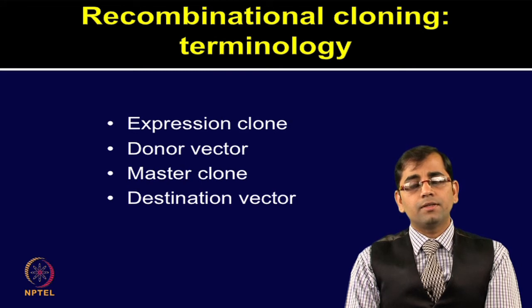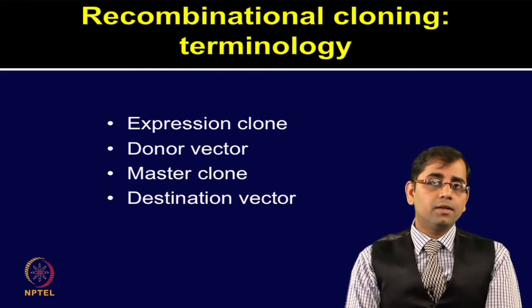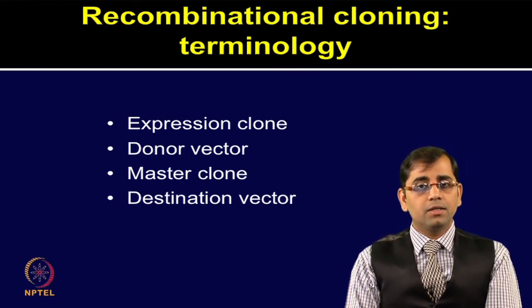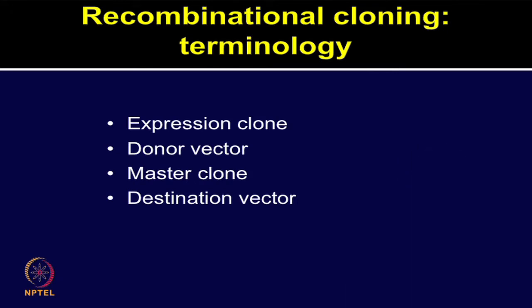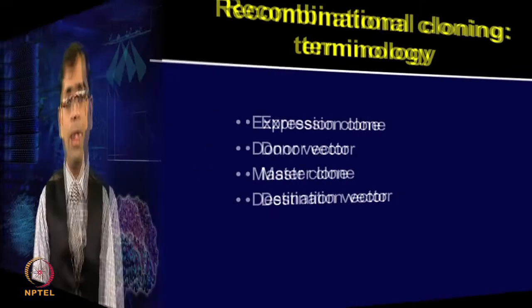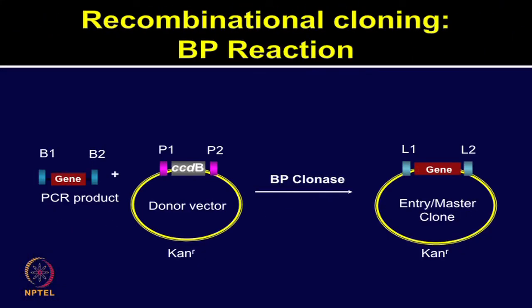What is the destination vector? This is a vector containing a counter selectable gene flanked by att R sites which interact with genes from the entry clone to produce an expression vector in the LR reaction. Broadly, recombinational cloning involves two reactions, the BP reaction and the LR reaction. Let us first talk about the BP reaction.